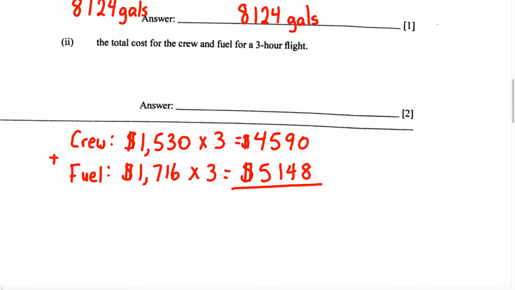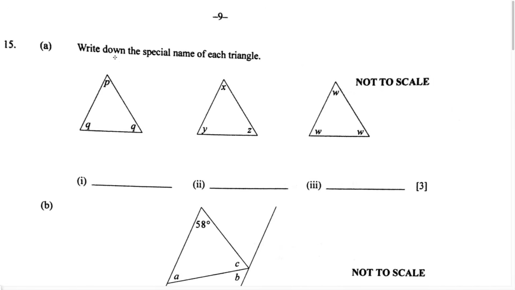So we have 4,590. We're going to put that in our calculator. Plus, we have 5,148. When we put all of this in our calculator, we're going to get $9,738. So this will be our answer for the total cost of the crew and fuel for a 3-hour flight. $9,738. This is our answer.